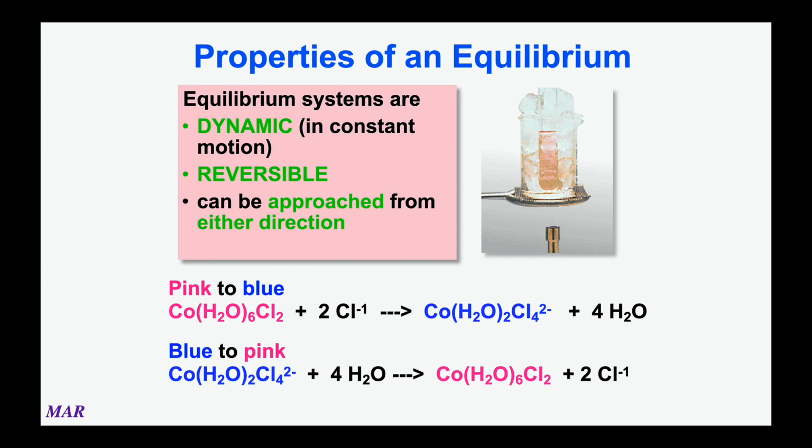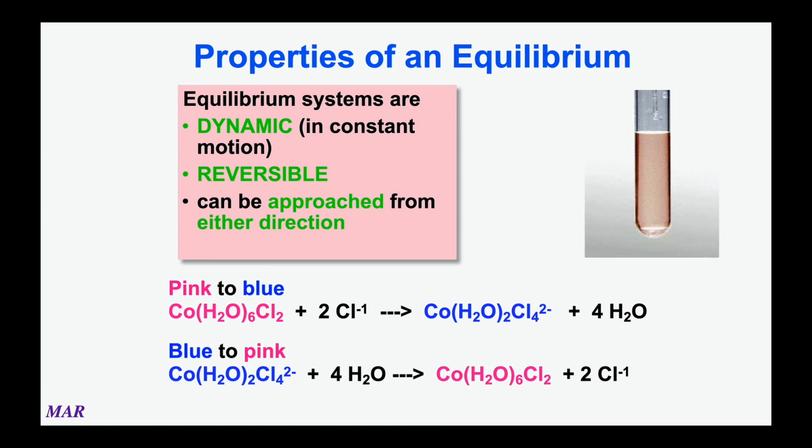And this is written out kind of what's happening here. At room temperature, a solution of cobalt chloride is pink in color. When we heat it, it gradually turns blue. If we then cool the solution in an ice bath, it turns pink again. The reaction reverses.